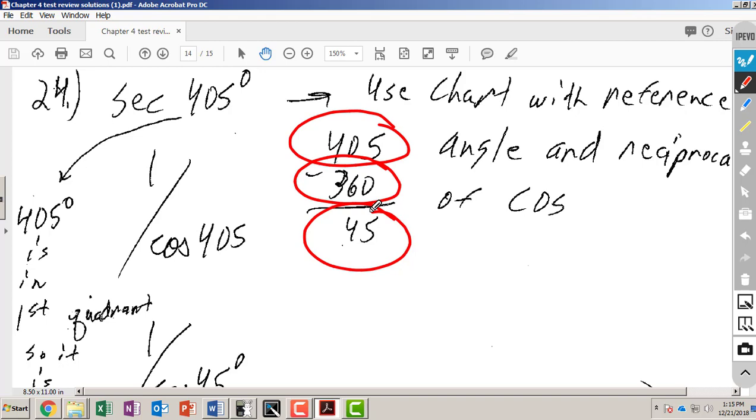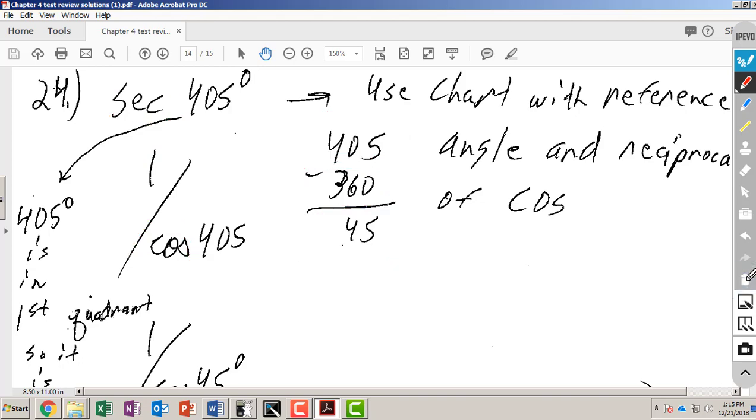Remember, a reference angle is between 0 and 90. And you find reference angles by adding or subtracting 180 or 360, or taking 360 plus or minus the angle and 180 plus or minus the angle. So I have to go find the 45 degrees on the chart. But secant isn't on my chart, so I have to go find its reciprocal on the chart. And I notice that the reciprocal of the secant is the cosine. So I'm going to go find the cosine of 45 degrees on that chart.